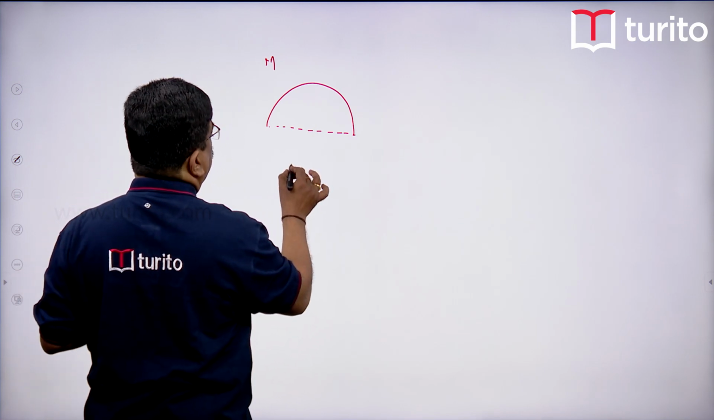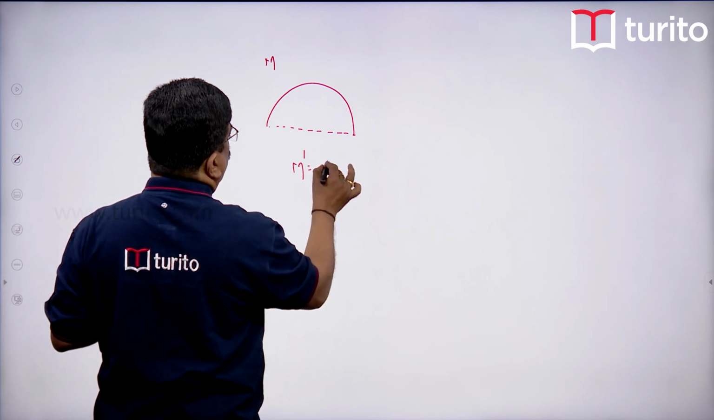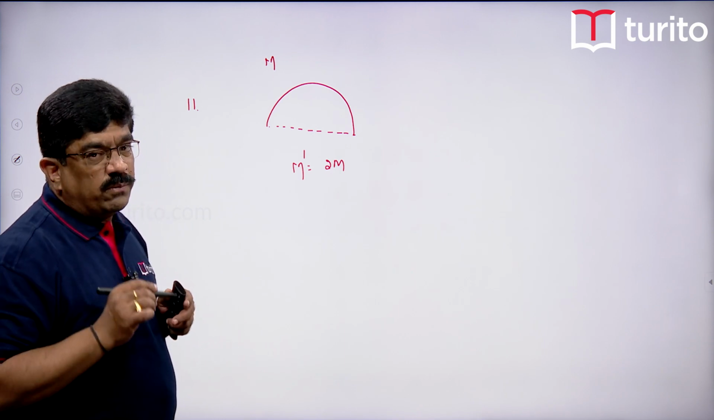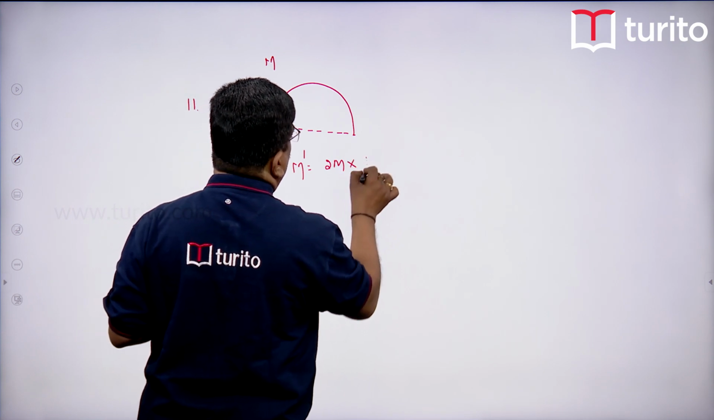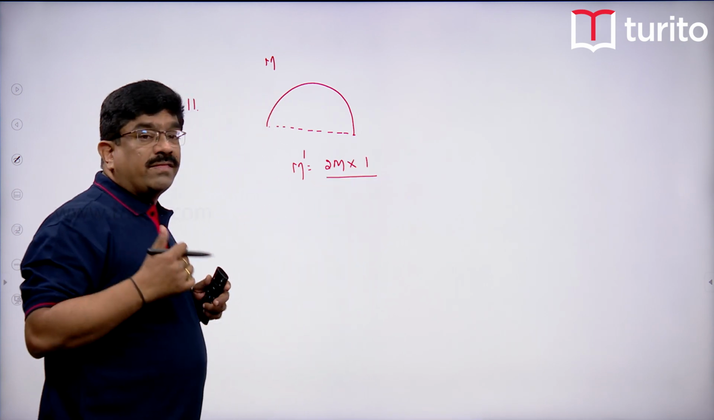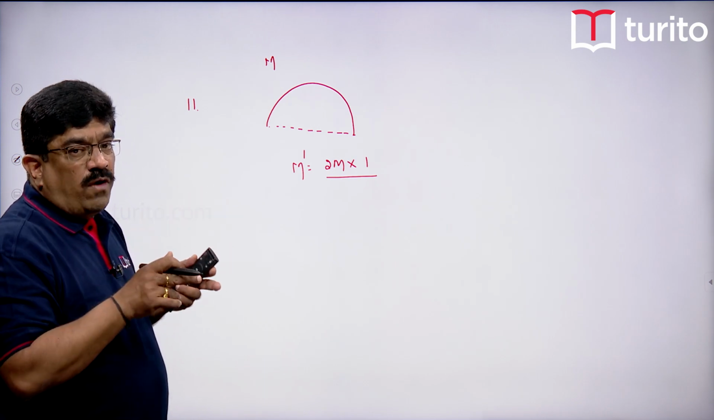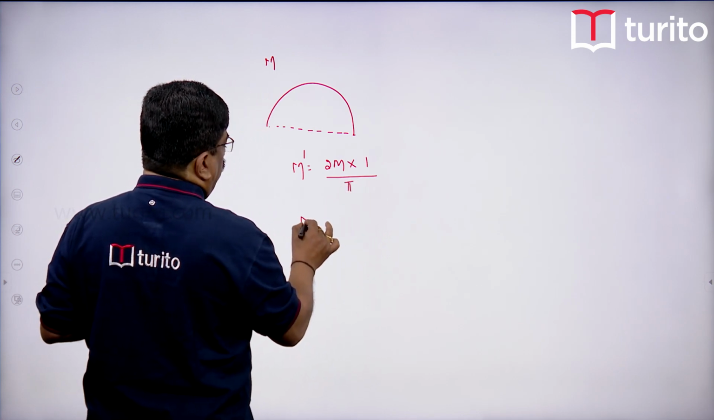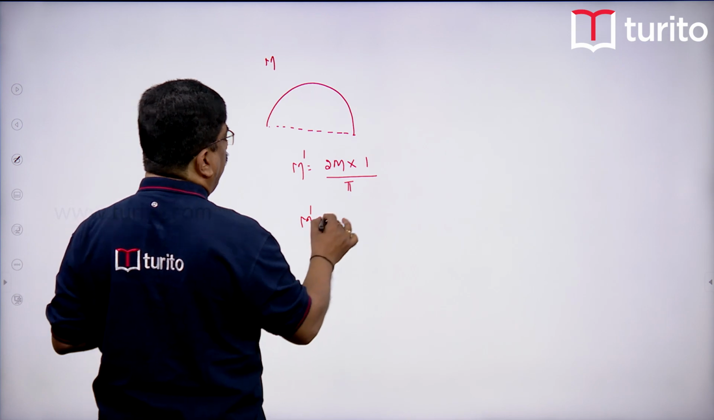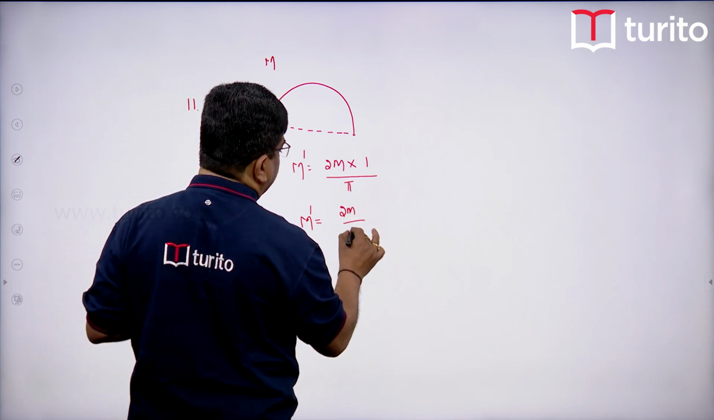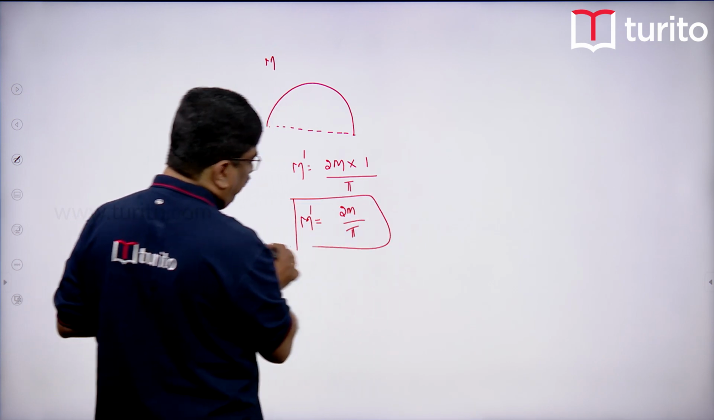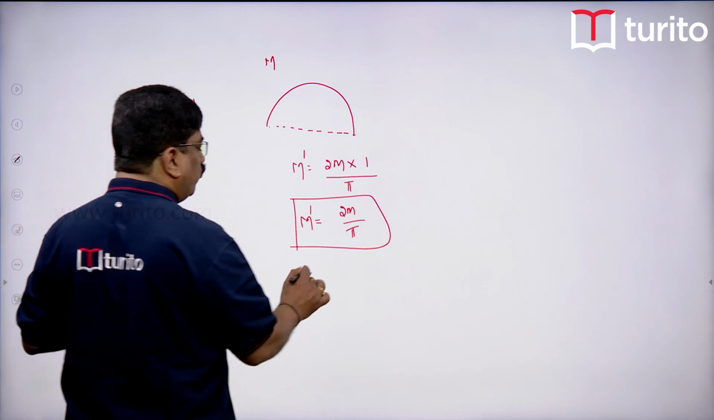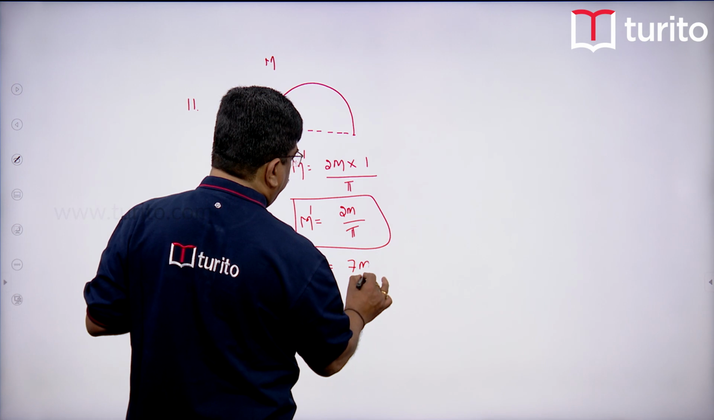Here M dash is equal to 2M into sin theta by 2, theta is 180, so 180 by 2 means sin 90, sin 90 is 1, divided by theta in the denominator. When it is bent in the form of a semicircle, theta is equal to pi radian. Therefore M dash is equal to 2M by pi. This is a standard result. Very often in the exam the same result is mentioned in a form like 7M by 11.